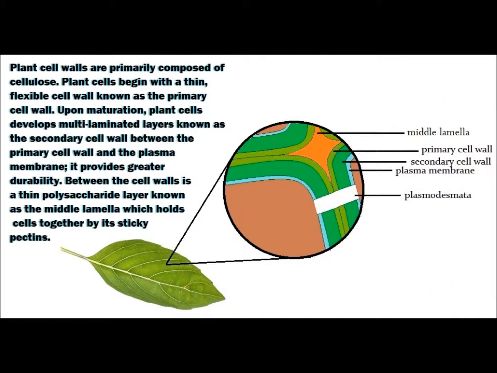Plant cell walls are primarily composed of cellulose. Plant cells begin with a thin, flexible cell wall known as the primary cell wall. Upon maturation, plant cell walls develop a multi-laminated layer known as the secondary cell wall between the primary cell wall and the plasma membrane. It provides greater durability. Between the cell walls is a thin polysaccharide layer known as the middle lamella, which holds the cells together by sticky peptides.